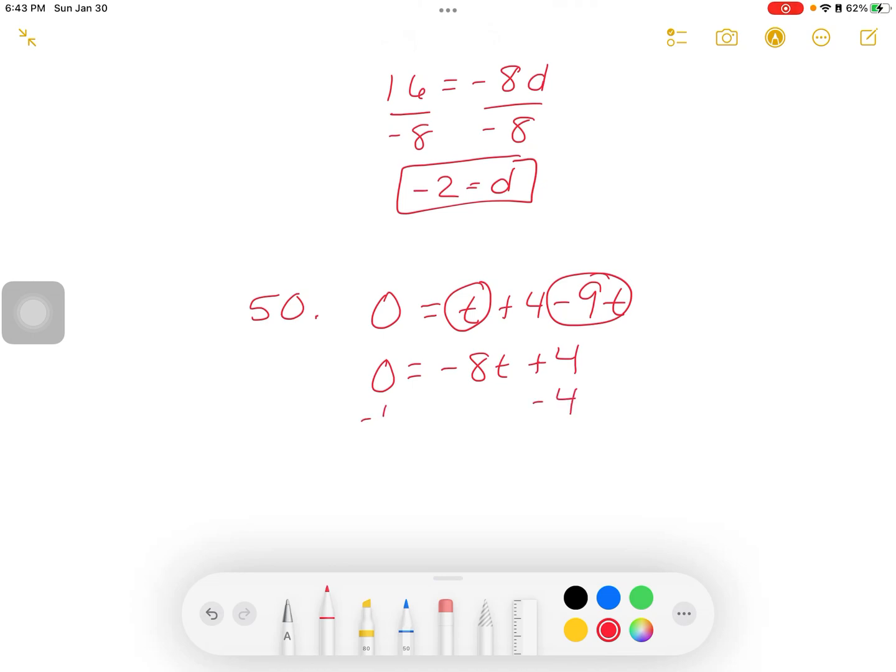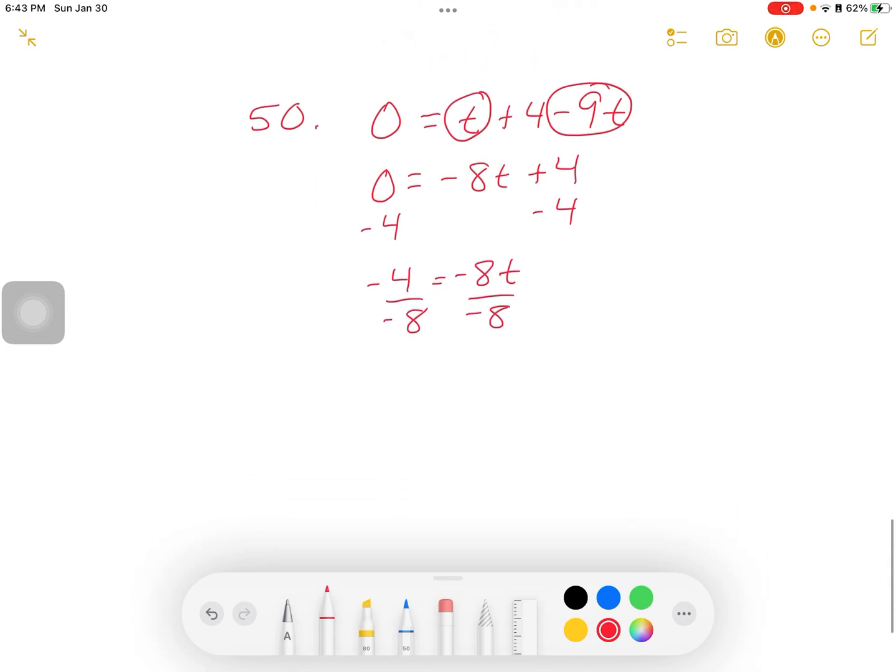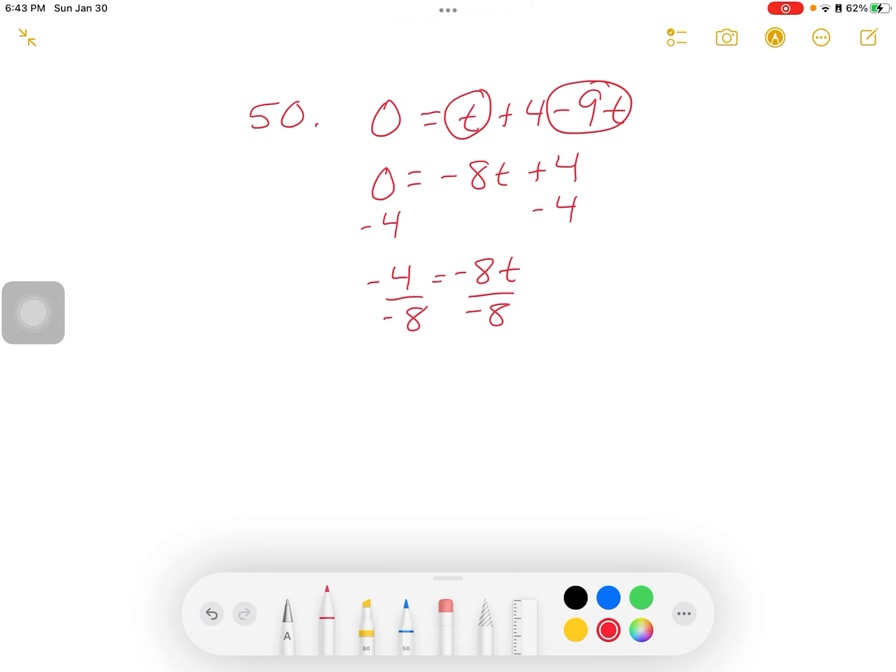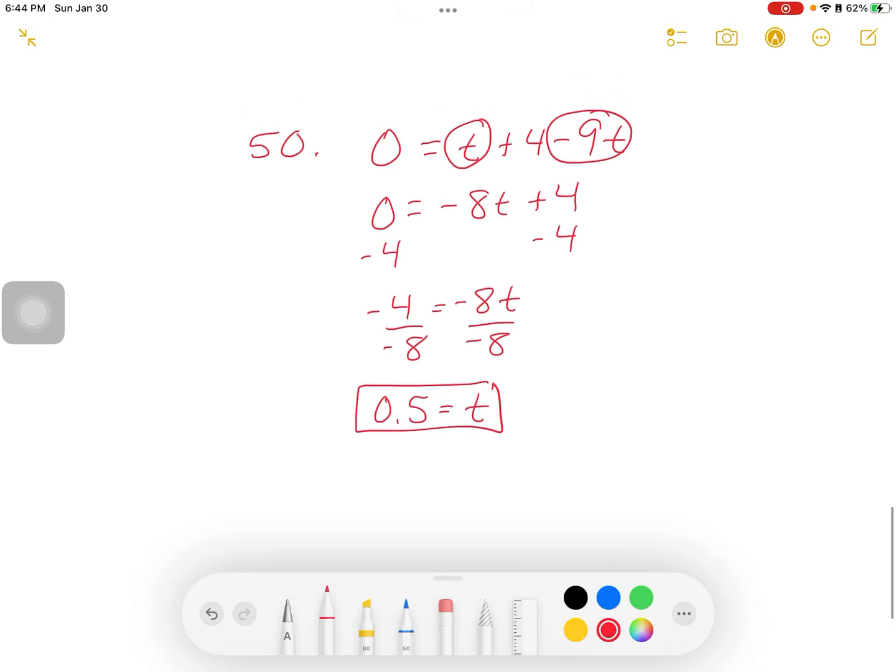What's furthest from the variable is the 4, which is being added. So negative 4 equals negative 8t. I'm going to divide by a negative 8. And now be careful when you're doing this one, because a negative 4 divided by a negative 8 is actually 1/2 or 0.5, depending on how you wanted to write it. And you can get a decimal like that as an answer. Don't flip it around and think 2, because if you check 0.5, 0.5 plus 4 minus 9 times 0.5 does equal 0, so I know that I am correct for that one.